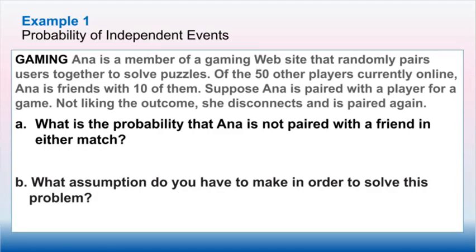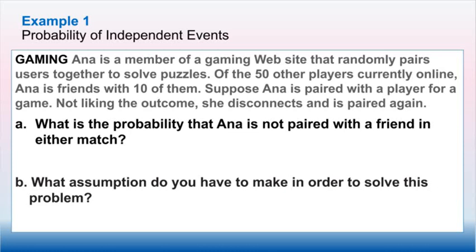Question 1. Anna is a member of a gaming website that randomly pairs users together to solve puzzles. Of the 50 other players currently online, Anna is friends with 10 of them. Suppose Anna is paired with a player for a game. Not liking the outcome, she disconnects and is paired again. What is the probability that Anna is not paired with a friend in either match?